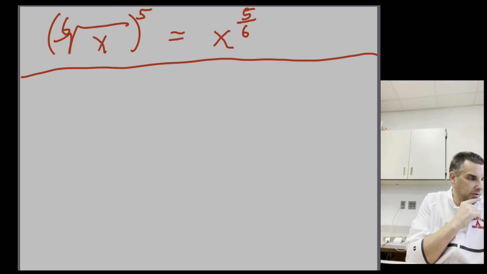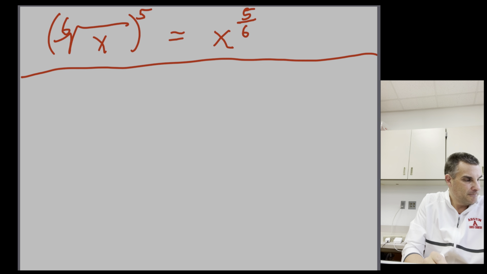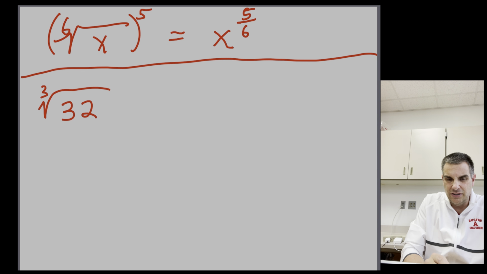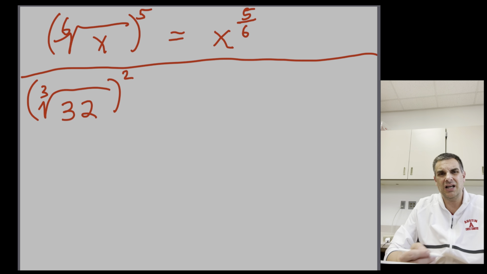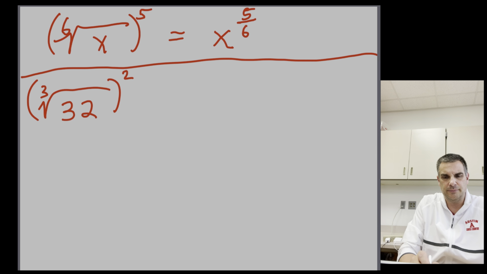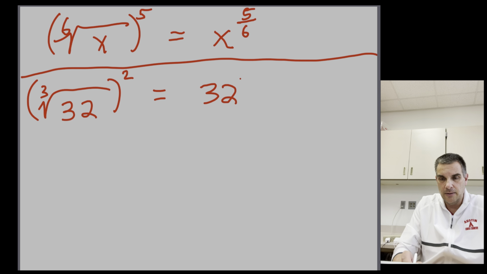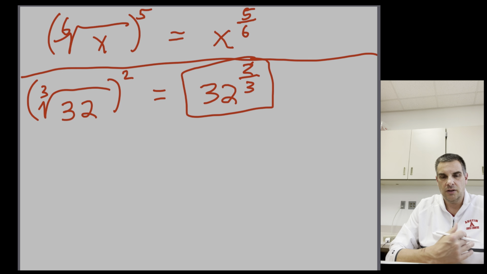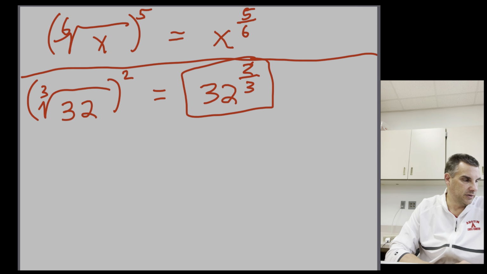Okay, so let's look at another one of those. Let's go the 3rd root of 32 squared. And I don't want you to solve it, I just want you to rewrite it. So if we rewrite this, it's 32. My denominator is my root. My numerator is the other one. Those two things are equivalent to each other.